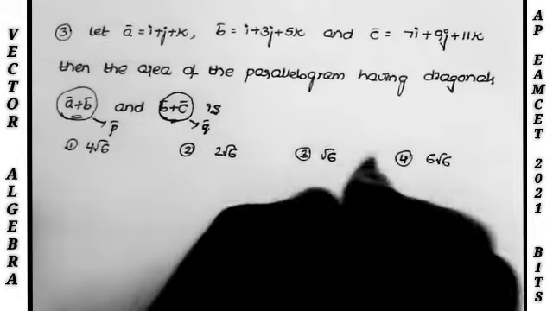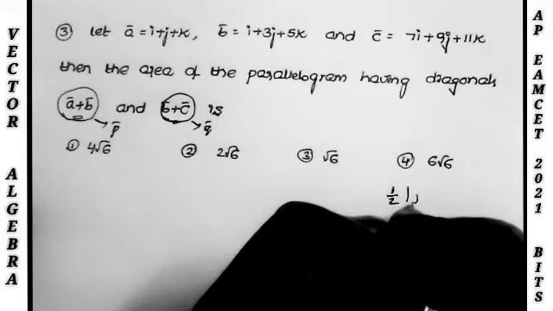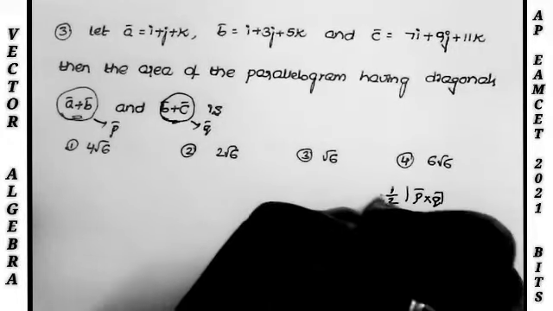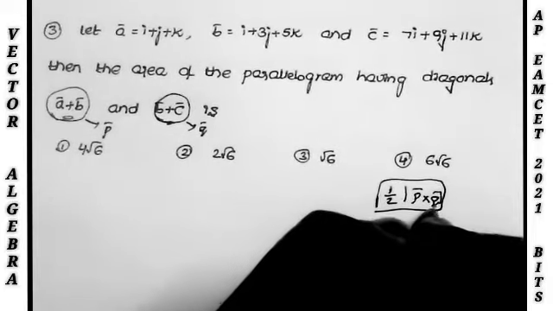Now what is the area of the parallelogram with these two vectors as the diagonals? The formula is half mod P cross Q. This is the area of the parallelogram with P bar, Q bar as the diagonals of the parallelogram.